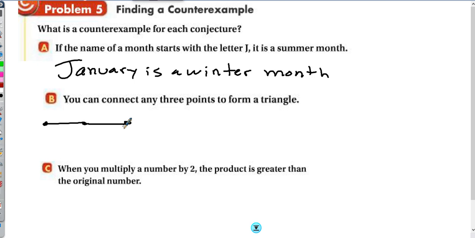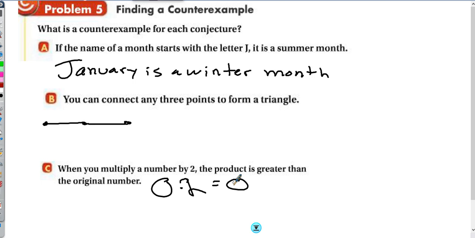Next one: when you multiply a number by 2, the product is greater than the original number. 0 times 2 would work. 0 times 2 is equal to 0. 0 is not greater than 0, 0 is equal to 0. So that would be a counterexample to prove that statement false. Or you could do a negative number, because negative 2 times 2 is negative 4, and negative 4 is less than negative 2.